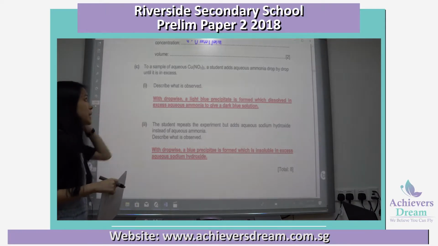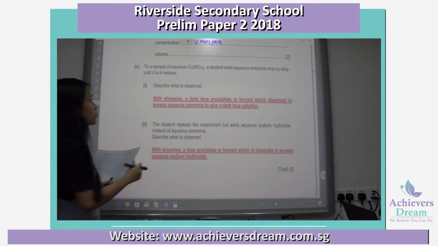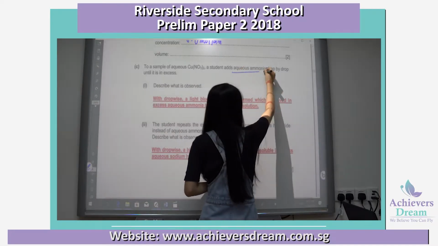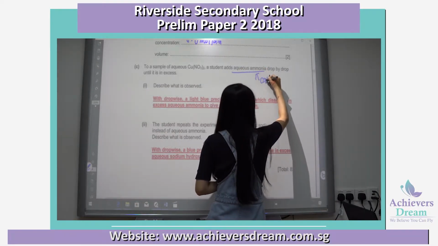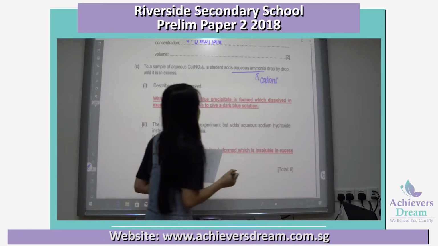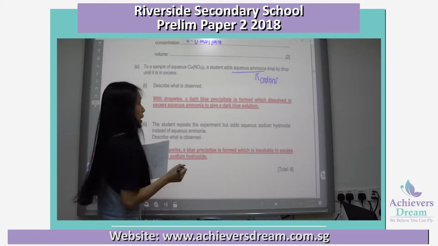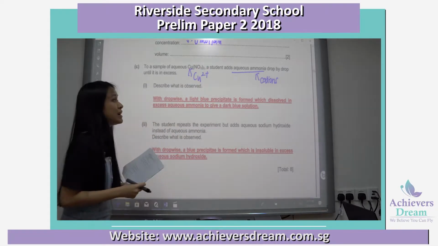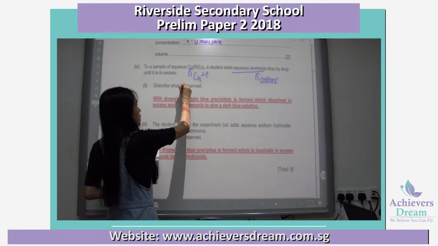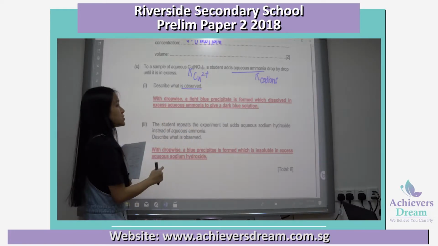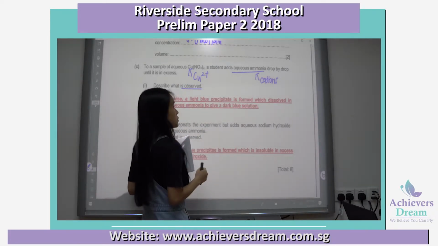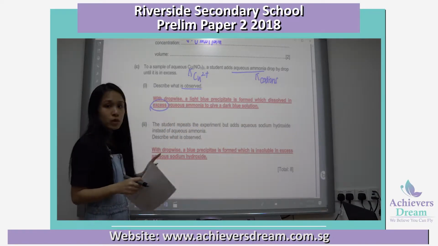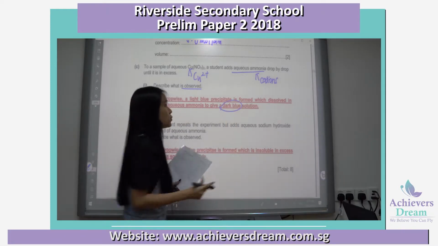Now let's take a look at part C. We have a sample of copper 2 nitrate, and the student added aqueous ammonia. What do you remember about aqueous ammonia? It is used to test for the presence of cations. What cations are we identifying? We are identifying Cu2+ in copper 2 nitrate. So describe what is being observed. With dropwise addition, we see a light blue precipitate formed, which dissolves in excess aqueous ammonia to give us a dark blue solution.